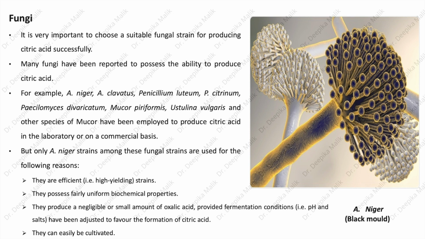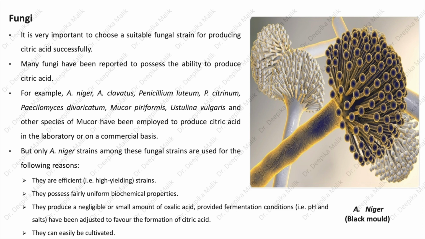But only Aspergillus niger strains among these fungal strains are used for the following reasons. They are efficient, that is, high yielding strains. They possess fairly uniform biochemical properties. They produce a negligible or small amount of oxalic acid, provided fermentation conditions, that is pH and salts, have been adjusted to favor the formation of citric acid. They can be easily cultivated.